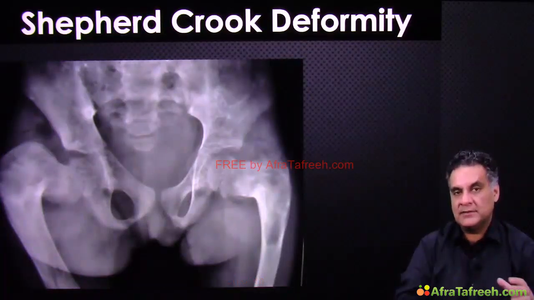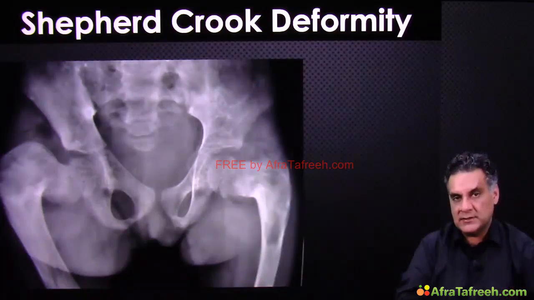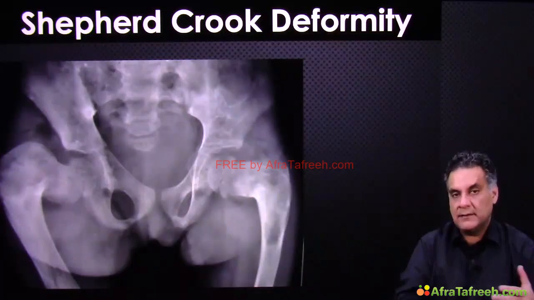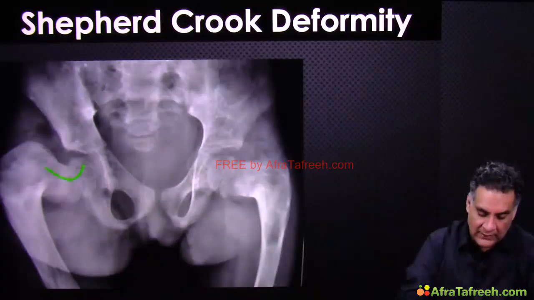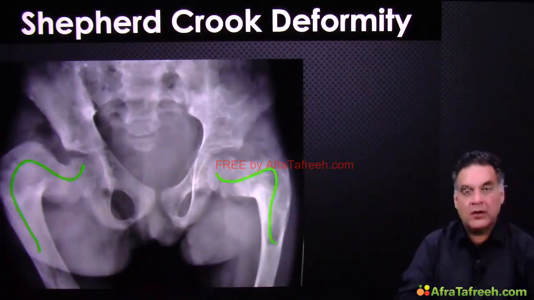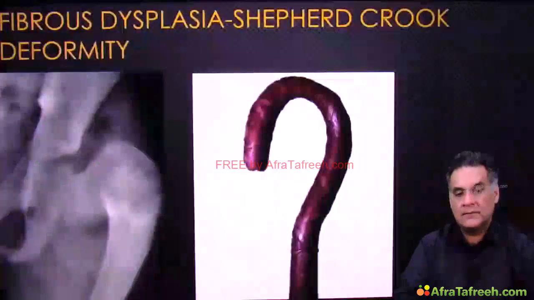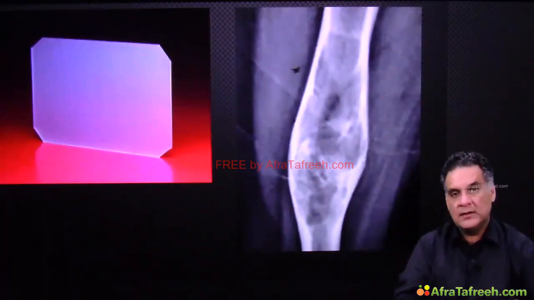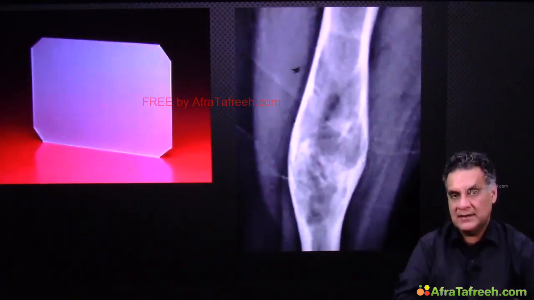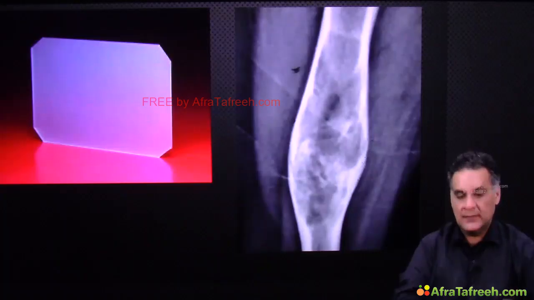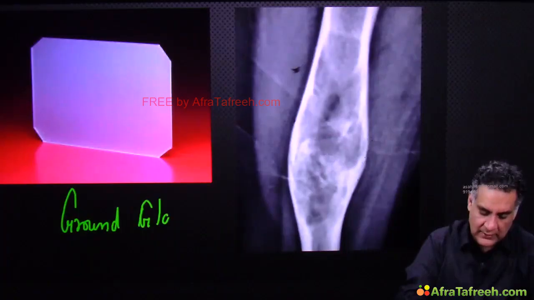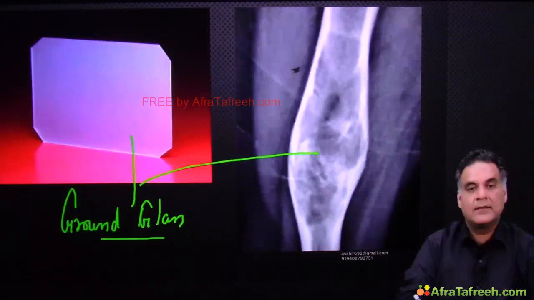In fibrous dysplasia, which is a developmental malformation, the bone is replaced by the fibrous tissue. In fibrous dysplasia, the upper end of femur can be deformed like a stick of a shepherd, called as a shepherd crook deformity. The bone is replaced by fibrous tissue, so there is a hazy gaze. This hazy gaze gives it a ground glass appearance. Ground glass is not transparent. That's how it looks like.